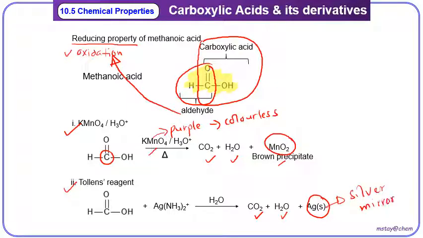So basically, this is a very small part. I just want to get your attention that methanoic acid, even though it consists of a carboxyl group, at the same time has part of the structure like a carbonyl aldehyde group. That's why it can undergo oxidation and form carbon dioxide and water.